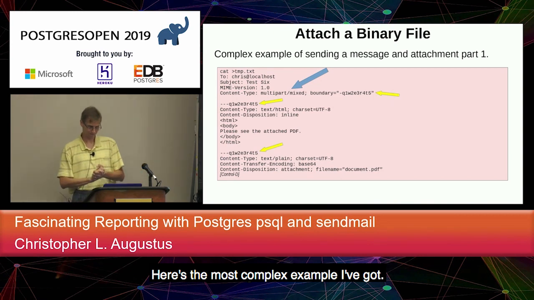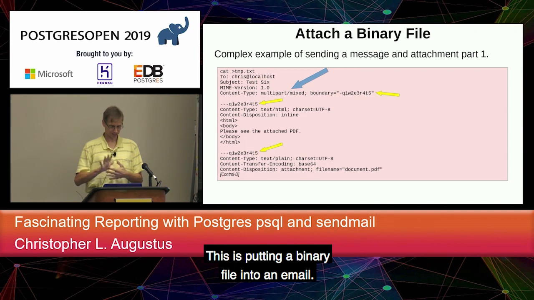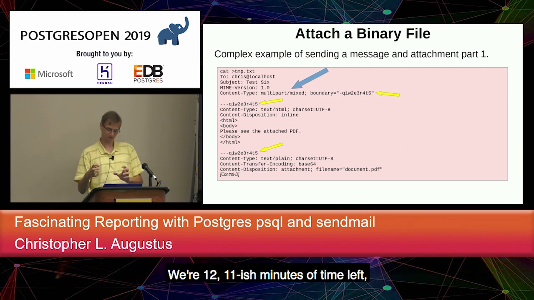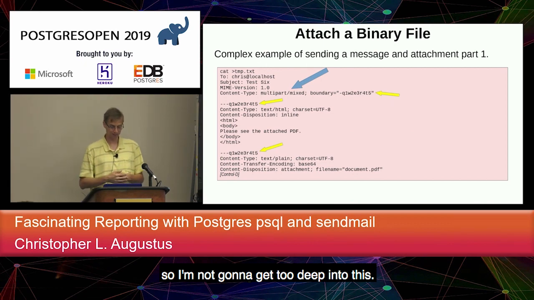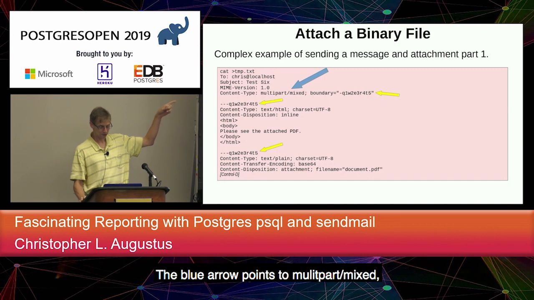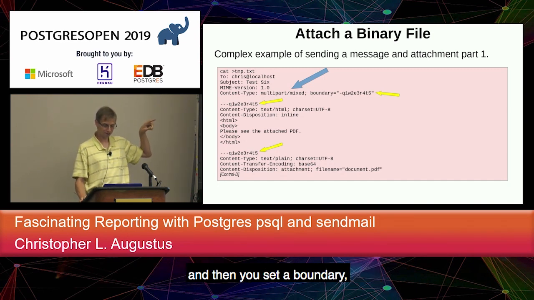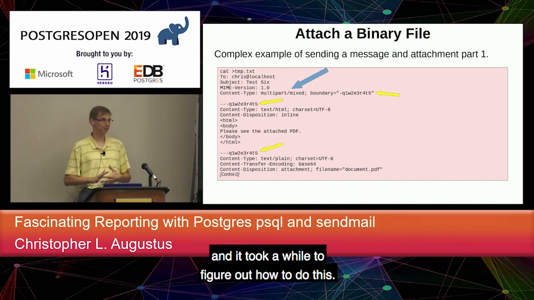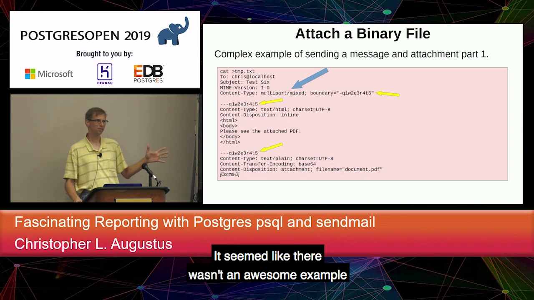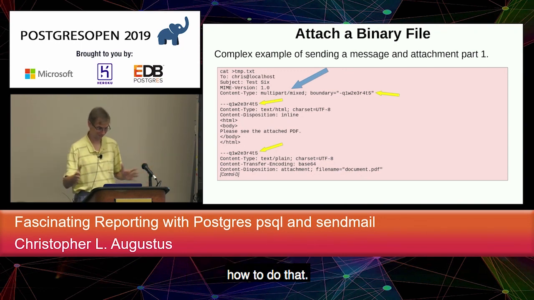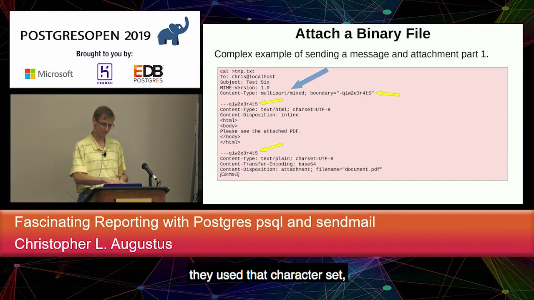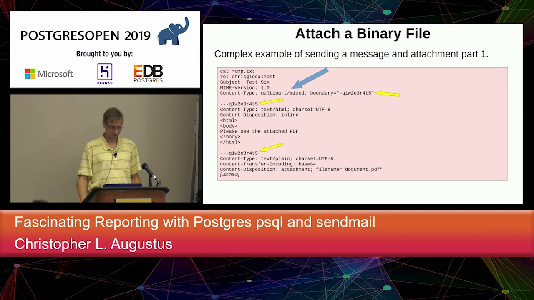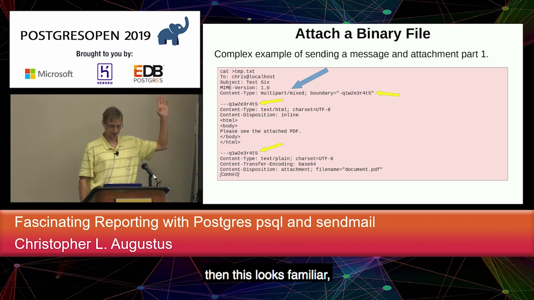Here's the most complex example I've got. This is putting a binary file into an email, and we're 11-ish minutes of time left, so I'm not going to get too deep into this. The blue arrow points to multipart mixed, and then you set a boundary, and everywhere that boundary shows up, I put a yellow arrow. The first time I looked up how to do this, it took a while to figure out, and it seemed like there wasn't an awesome example in one place on the internet. But the first example I looked up used that character set, the Q1, WE, and I just stuck with it. It works.